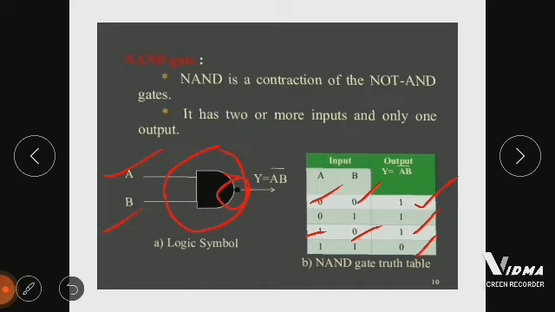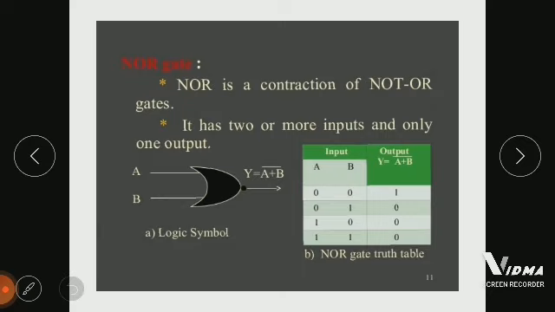The next one is the NOR gate. The NOR gate is the combination of the NOT and OR gates. It has two or more inputs and only one output. So we have two inputs A and B, and the symbol is similar to our OR gate, the only difference being that we put a bubble on the end tail of the symbol, and we get the output y is equal to A plus B bar. In the truth table, we have two inputs A and B and the output y is equal to A plus B bar, that is, just the complement of the OR operation, and we get the output of the NOR gate.